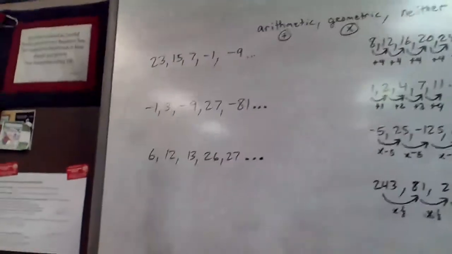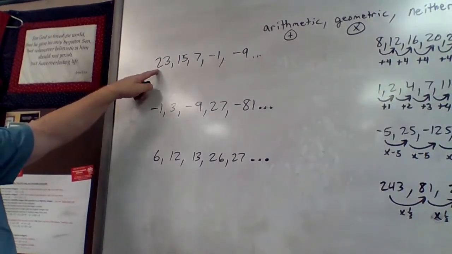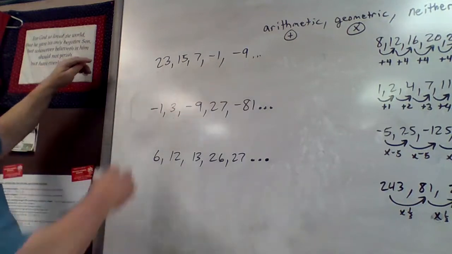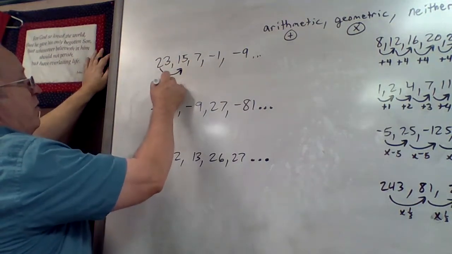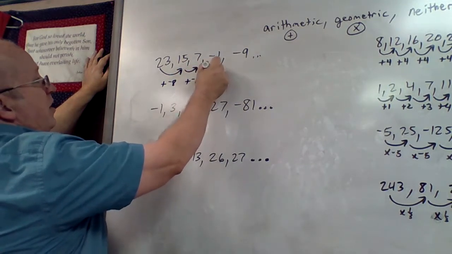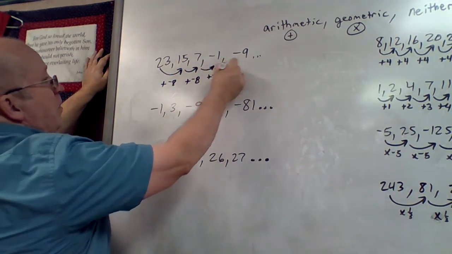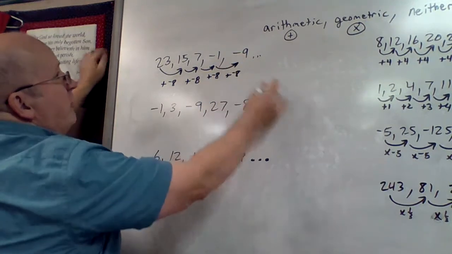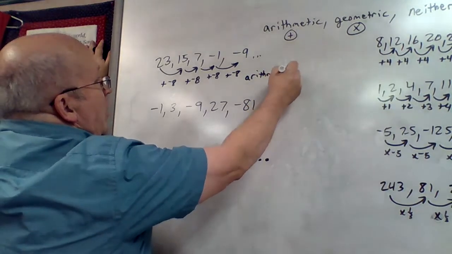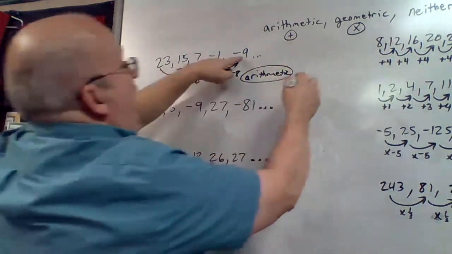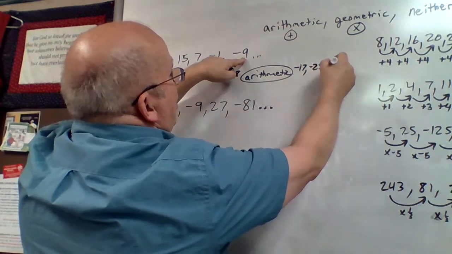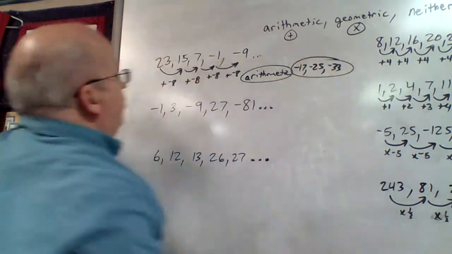Let's look over here. How about this one? Minus 8, subtracting 8, subtracting 8, subtracting 8. Now, another way to say subtracting 8 is the adding of a negative 8. And because it can be thought of as an adding problem, the adding of negative 8s each time, we're going to call this an arithmetic pattern. And we're going to say that the next numbers in the pattern are negative 17, negative 25, and negative 33. Those are the next three numbers in the pattern.